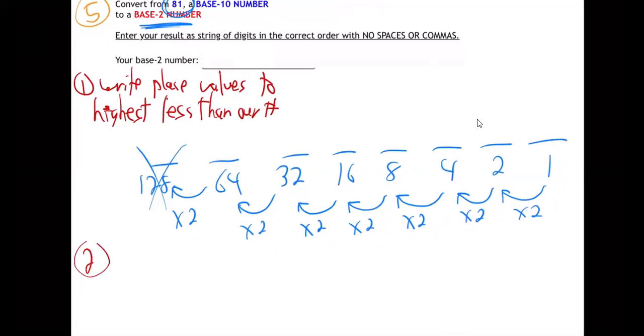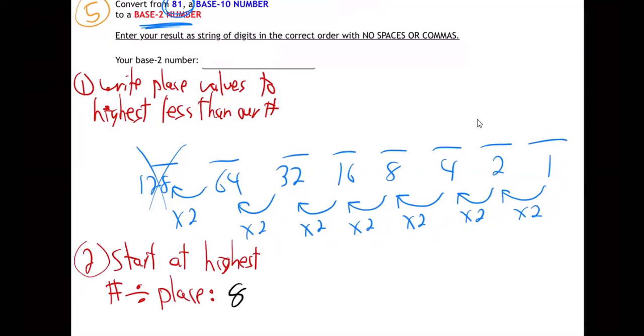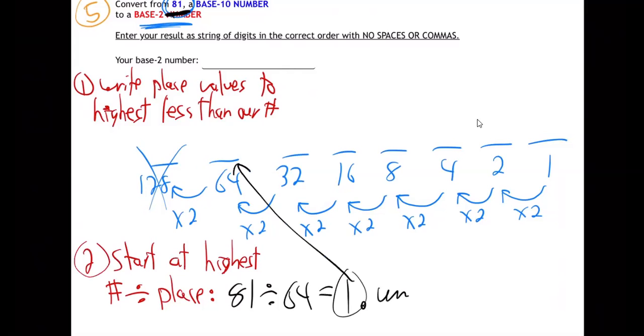Step 2. Start at the highest. You know the drill. Take our number divided by the place. So our number is 81. That's our number right here, 81. We're converting 81 to base 2. 81 divided by the highest place that we can, 64. Well, that's going to be 1 point blah, blah, blah. So take the 1, put a 1.